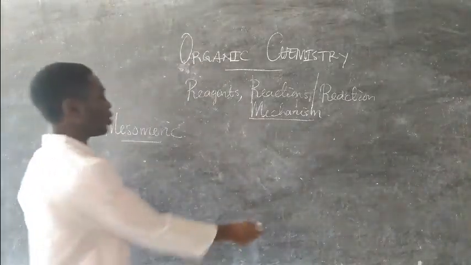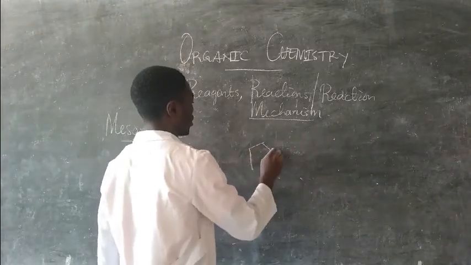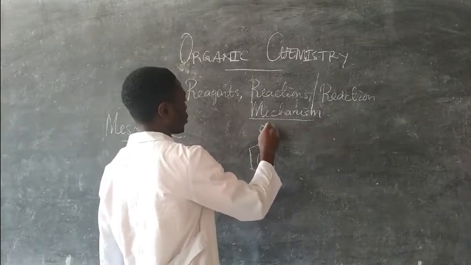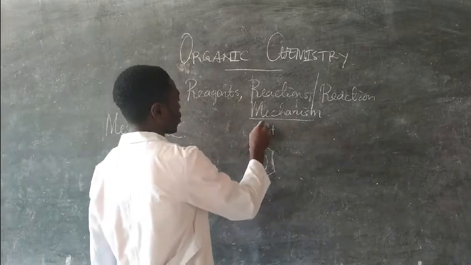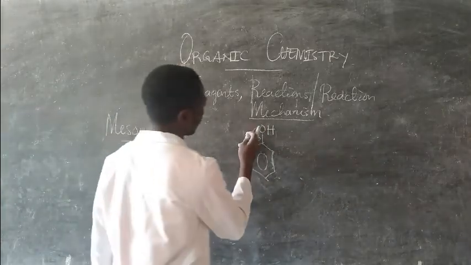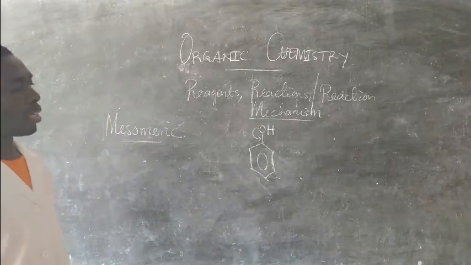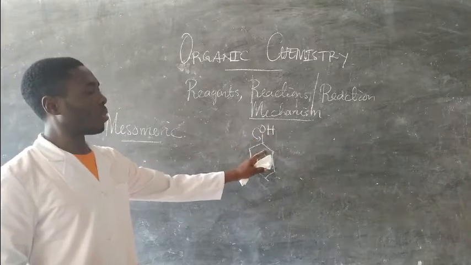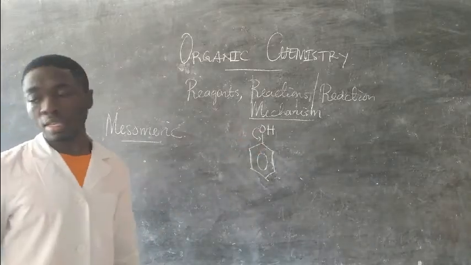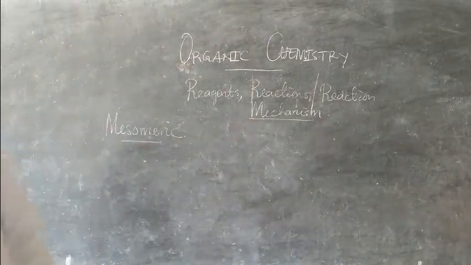Before that, let me give you another example of the mesomeric effect. This is the benzene ring, and we have our OH like that. There's a lone pair of electrons on this oxygen that can be donated. There can be a shift of the lone pair of electrons towards the benzene ring. That is another example of mesomeric effect, and that is why when the OH is attached to the benzene ring, it becomes very much more reactive, due to that increase in electron density.